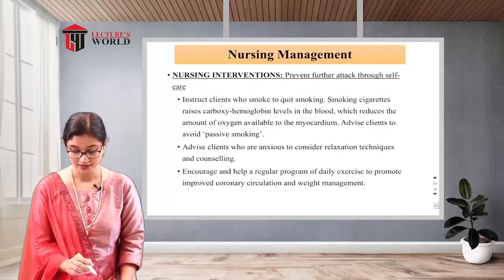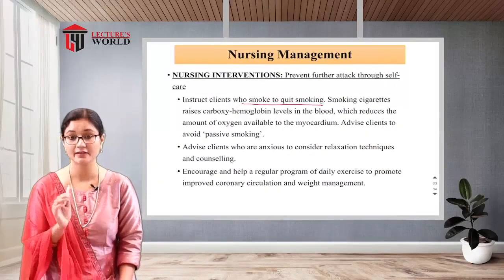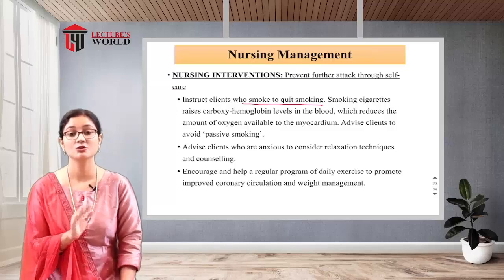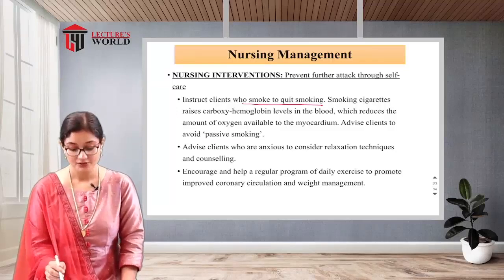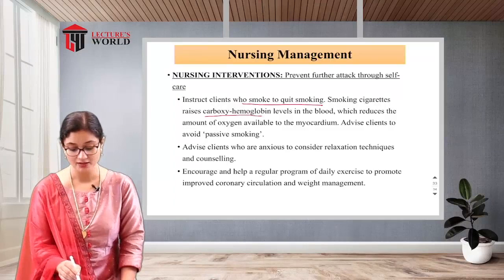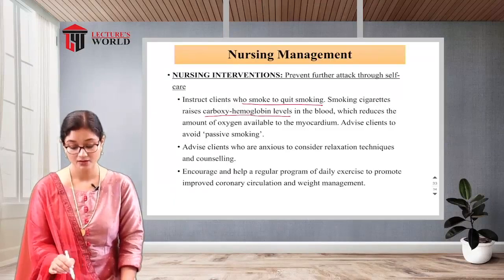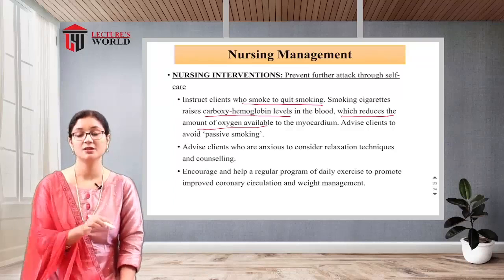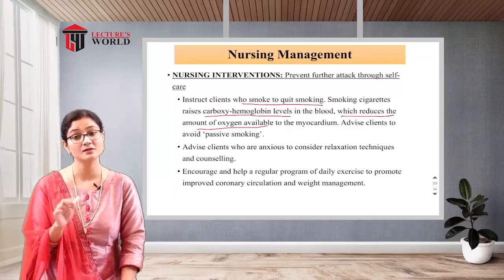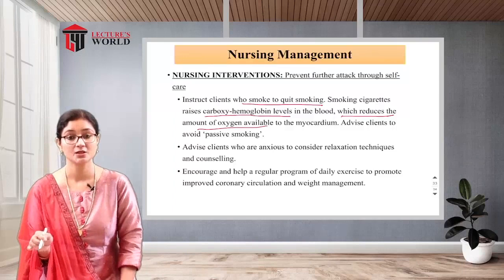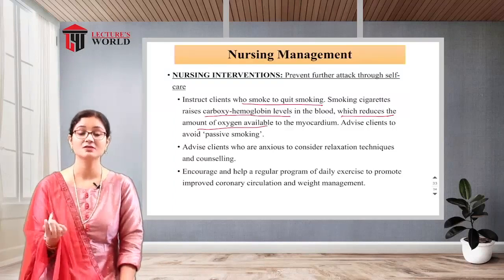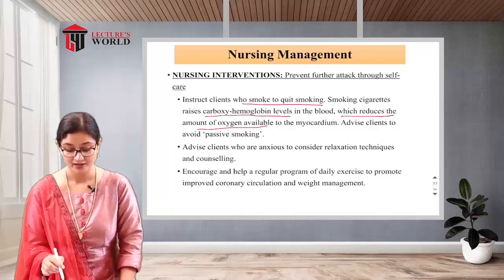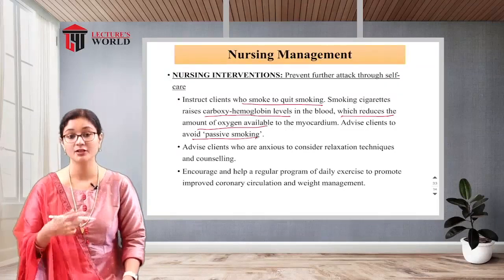Next is instruct clients who smoke. This is very important. Quit. Totally stop smoking. Why? Smoking cigarettes raises carboxyhemoglobin levels in the blood, which reduces the amount of oxygen available to the myocardium. What does it increase? Carboxyhemoglobin levels. So there is less oxygen reaching your myocardium. Advise the client even to avoid passive smoking.